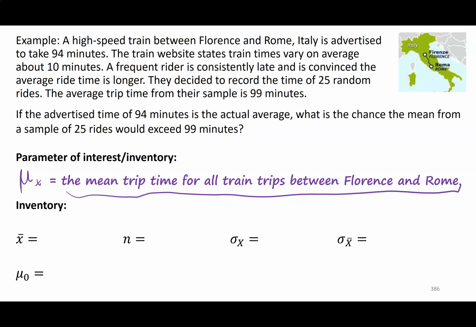So inventory, I want to find out, okay, what information did they give me? For example, they took a sample of size 25. They have a sample mean, so this is the mean from the sample, 99 minutes. This is a big one that's easy to forget. What is the claimed value? So what did they claim? That's that 94 minutes.